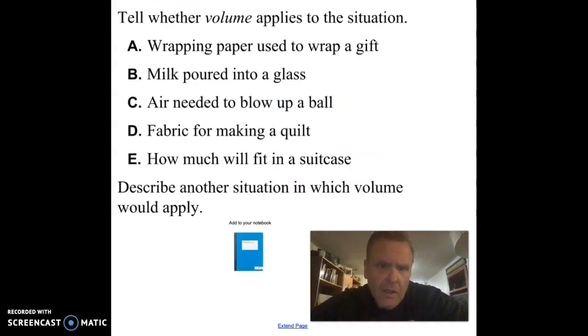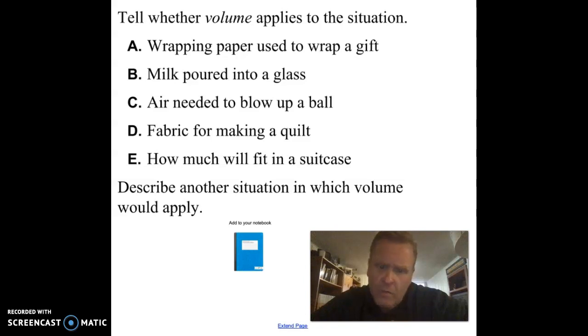So tell whether volume applies to this situation. A, wrapping paper is used to wrap a gift. Nope, that's surface area. Milk poured into a glass. So we're filling something up, we're talking about the volume. Absolutely. Air needed to blow up a ball. Yep, that air takes up space. All the air around us takes up space. And so when we put that air into a bike tire or into a ball, we inflate it, it fills that space up. So yep, that's volume.